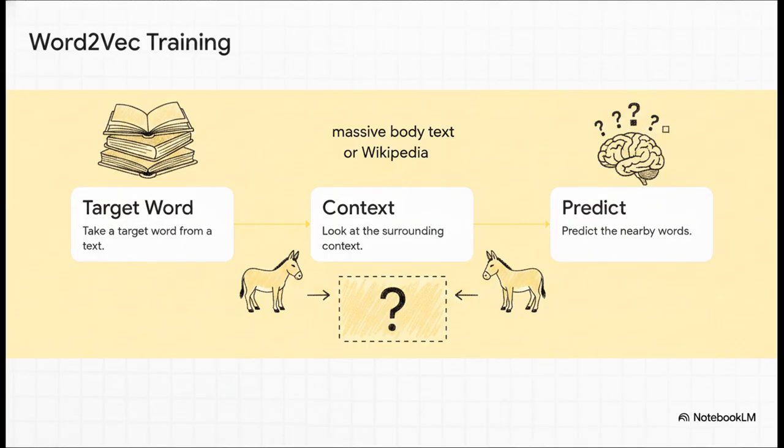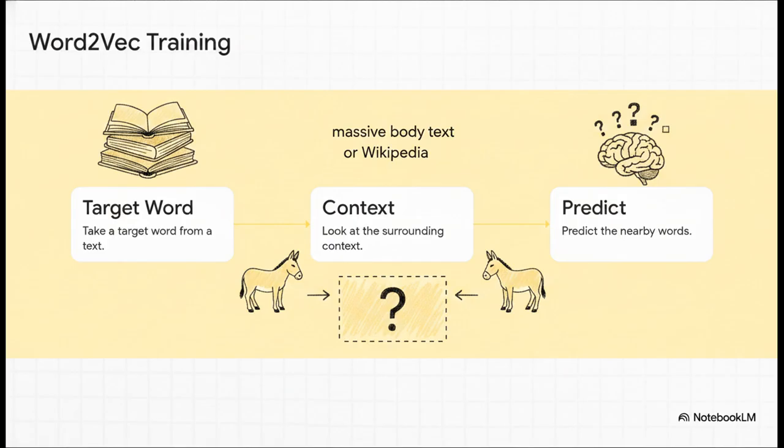Take a classic model like Word2Vec. It uses this frankly brilliant method involving something called skipgrams. Basically, the AI processes a massive, massive body of text. Think every English novel on Project Gutenberg or literally all of Wikipedia. It takes a target word, looks at the context surrounding it, and tries to predict the nearby words.